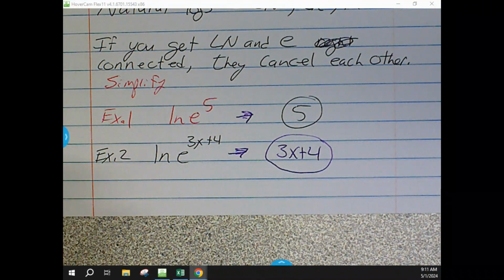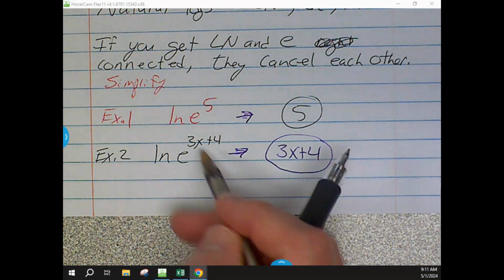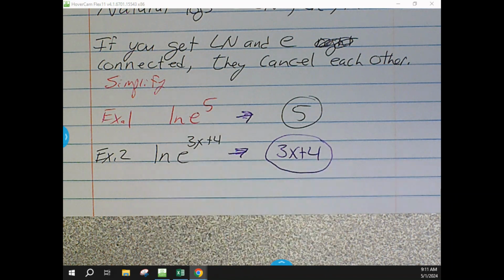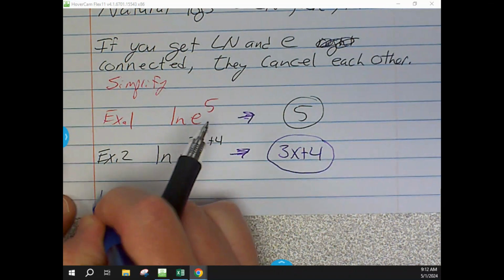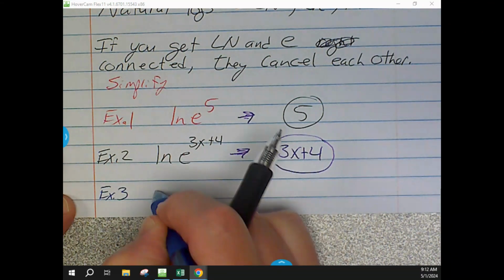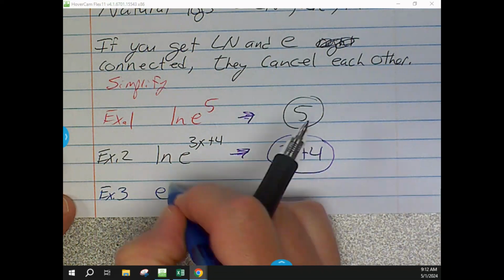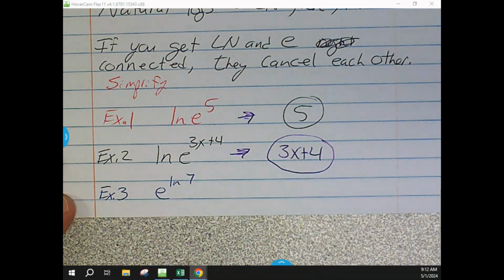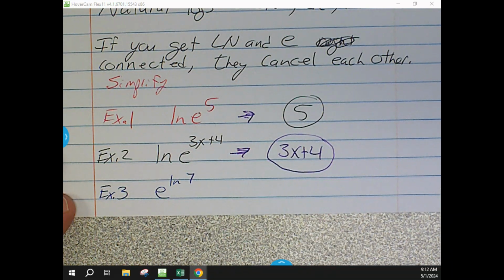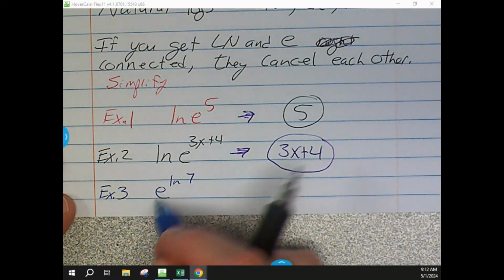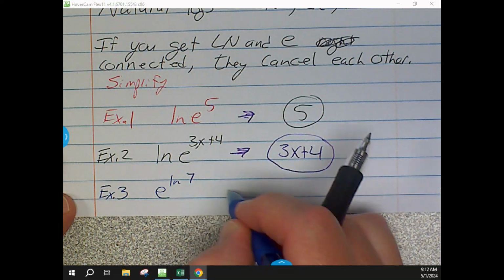Okay. And again, if it's something like that, I'm not going to ask you to solve it. It's just going to be simplified because you might have a variable mixed in with it. It may just be a number, but if you have that, they should cancel each other out. And that's all you're going to do. If it's the other way around where the e is first, like e to the ln of 7, as long as the e and ln are touching each other, they cancel each other out.